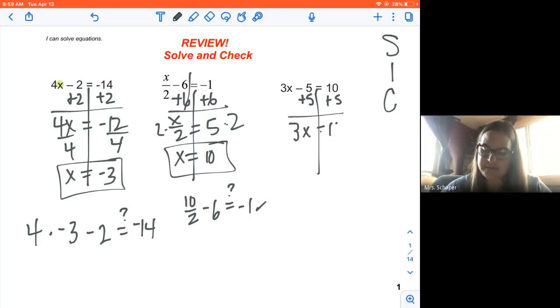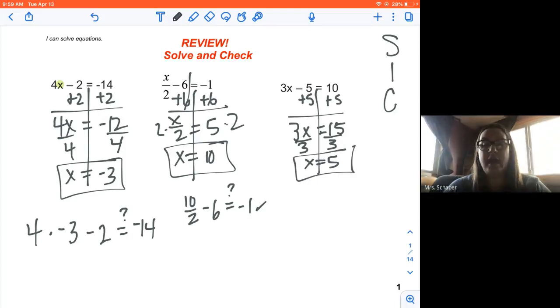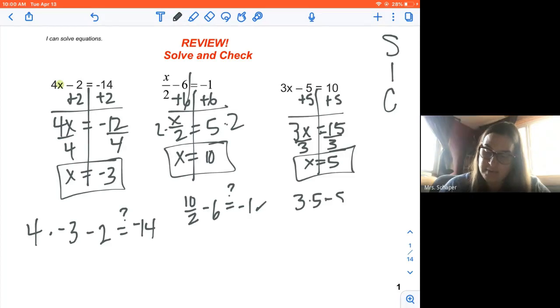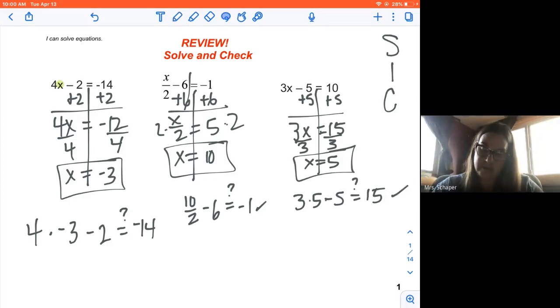So 3x is 15. I'm going to undo that multiplication. It's 3 times x. I undo that by dividing both sides by 3. So x equals 5. And again, you can always check it out. Is 3 times 5 minus 5 the same as 15? Nope, 10. Oops. All right. So those are your basic 2-step types of solving equations.